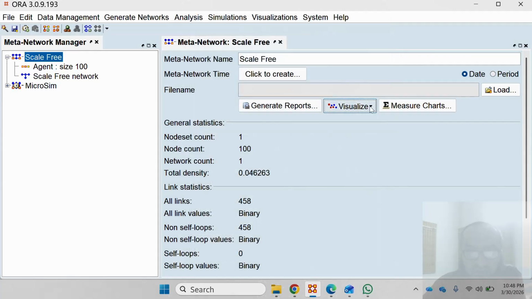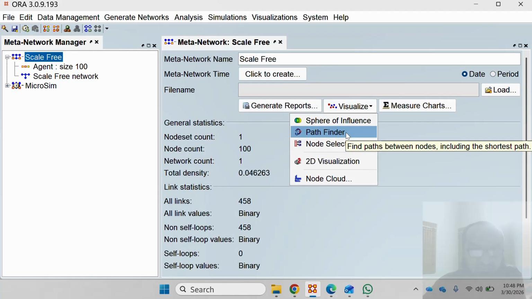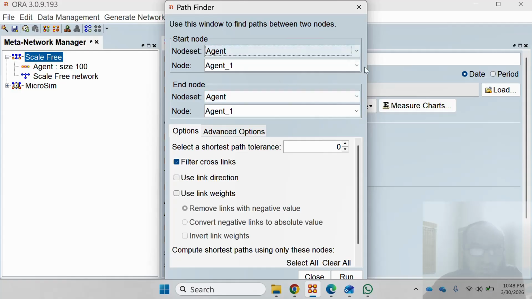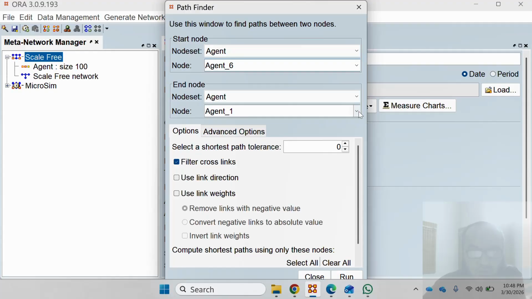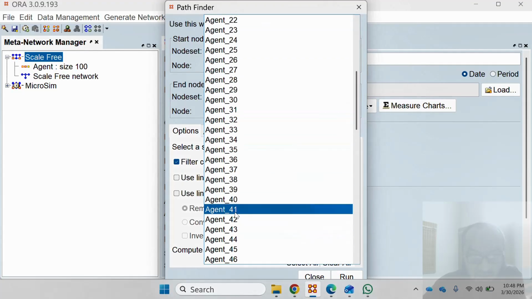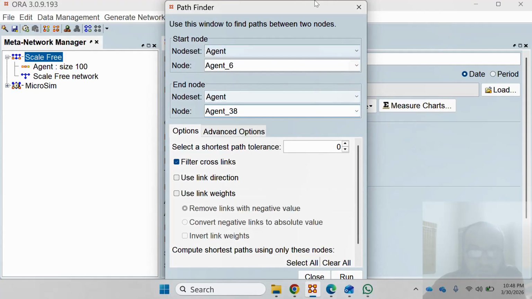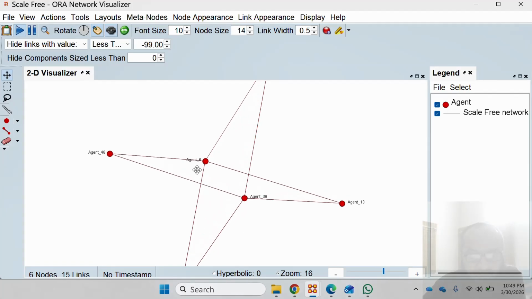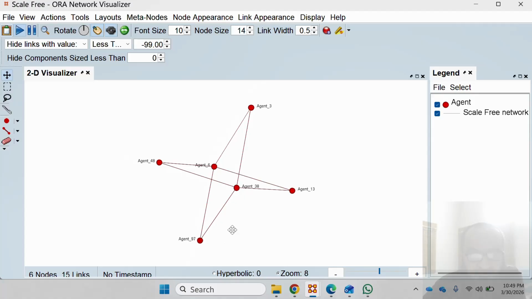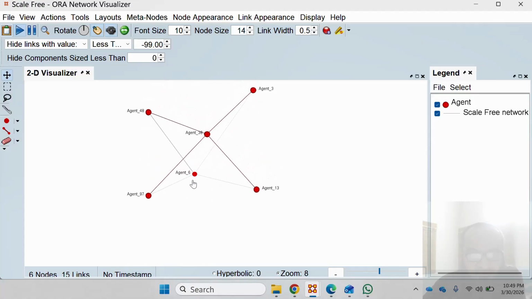One more thing which is very good to see is again the pathfinder. So if I go to the pathfinder and say, okay, I want to see the path of node number 6 to node number 38, if any. If they are disconnected, it will show there. So use links direction, use links weight, right? So filter across links. Probably this means that it will not take care of the direction of the links, but I'm not sure. Let's run it. So you see now we have from node number 6 to node number 38, how many paths are there? So it's not very visually appealing.